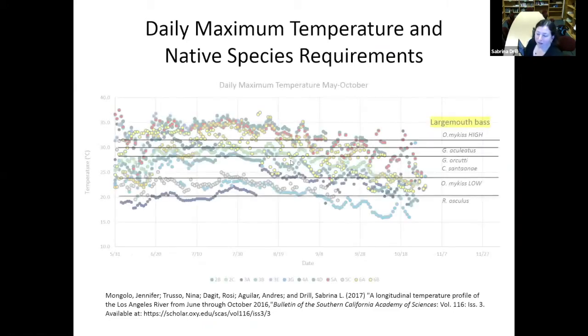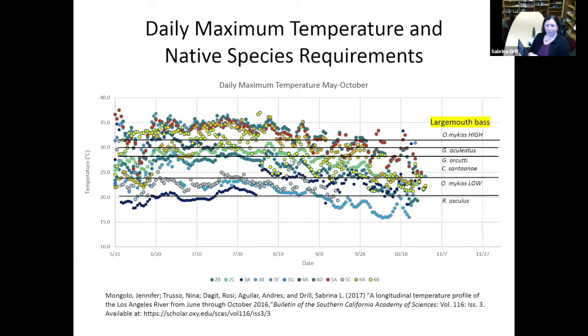So if we think about the daily maximum temperature, one of the things that we did is we measured temperature in different parts of the Los Angeles River, and temperatures are elevated. It's urban runoff coming in, it's a lot of concrete channel. We don't have a lot of riparian shading. We've really lost a lot of the connection to groundwater springs that might cool the water down. And so we have these elevated water temperatures. And what you're seeing here on all these lines is the maximum temperature that a lot of our native fishes can at least survive in.